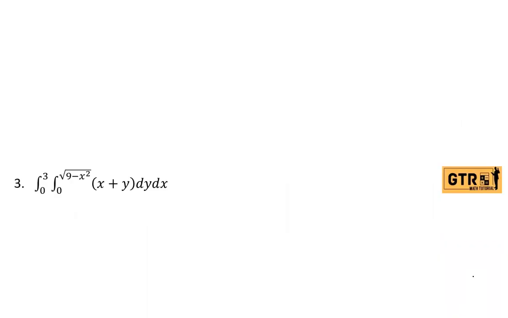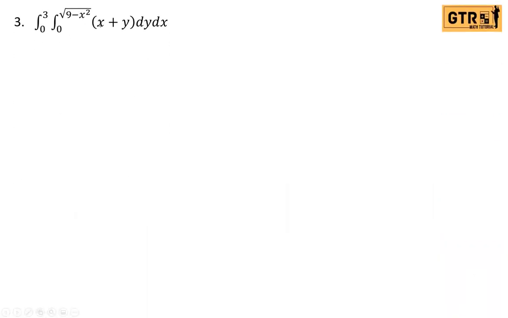Okay, so last number, number 3. Integral of x plus y dy dx. So the limits are 0 to square root of 9 minus x squared, and 0 to 3. So the first one is dy. This means we treat x as a constant, and the only variable is y. So we integrate directly. This is a constant times dy.